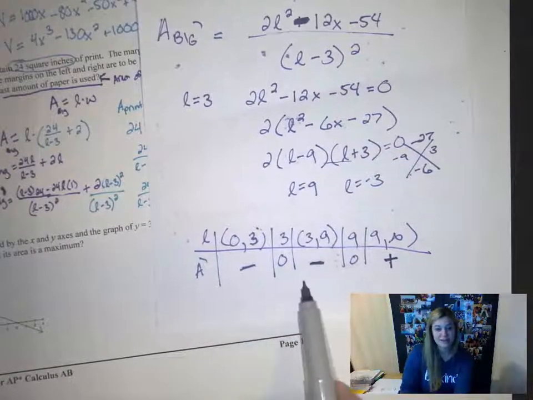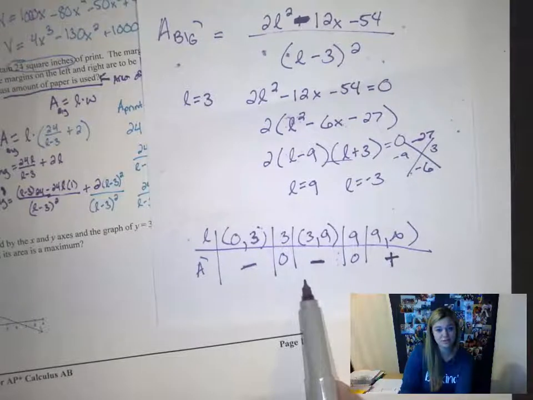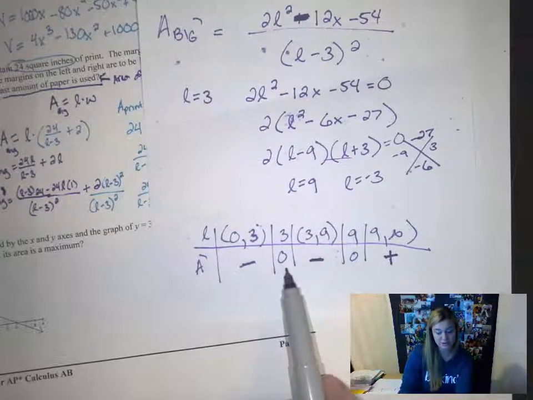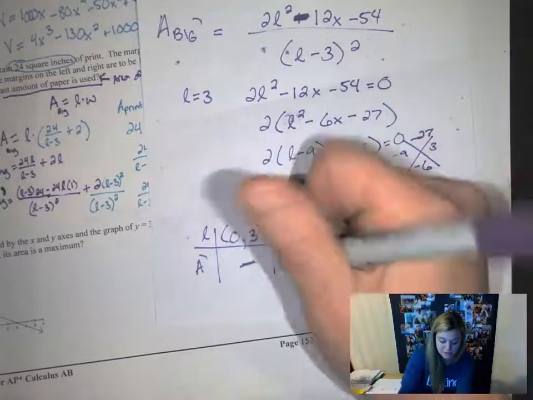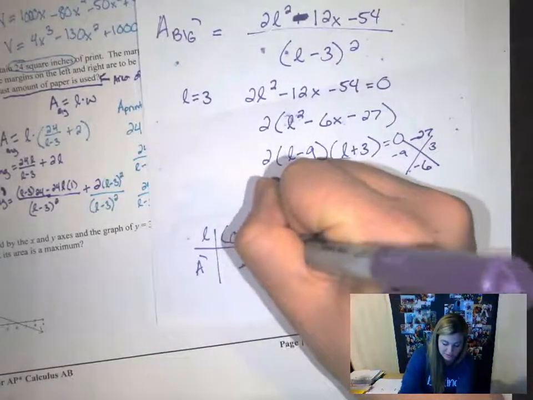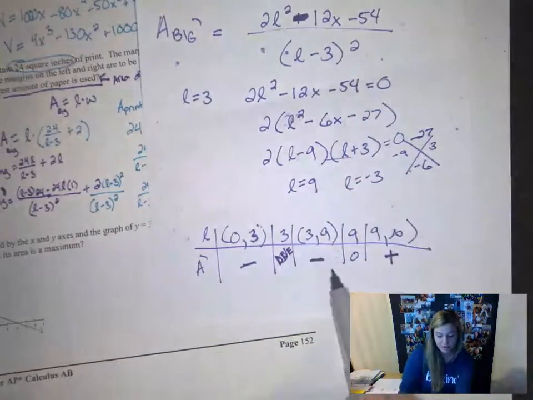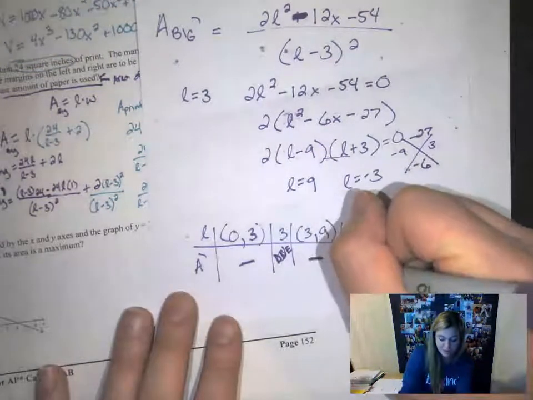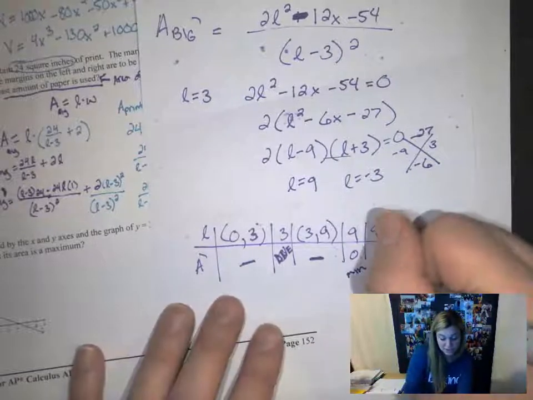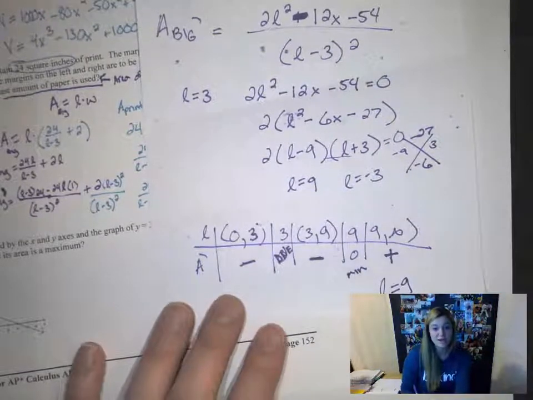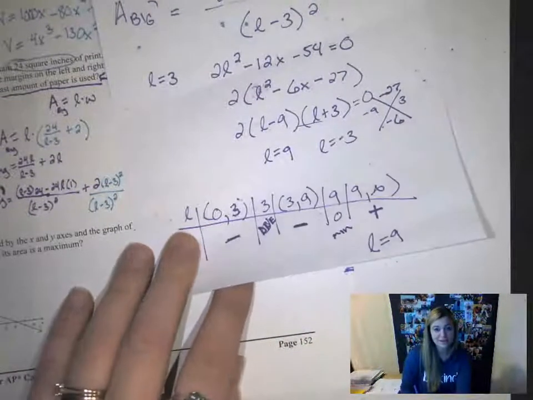So I have negative to negative, which means nothing. There's a horizontal tangent at 3, but that's about it. Actually, in this case, not even a horizontal tangent, because didn't we say at 3, that's where A prime does not exist. And then over here, negative to positive, this is where I've got a relative min. Okay, so all of this work just to come up with, yeah, L is equal to 9. Woo, we did it. Let's see if we answer our question.